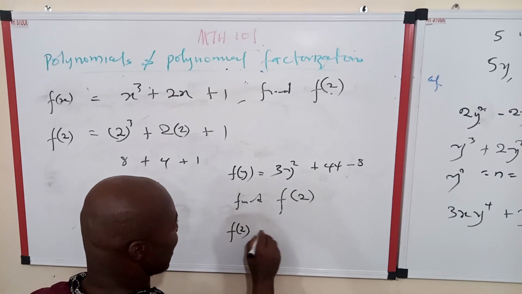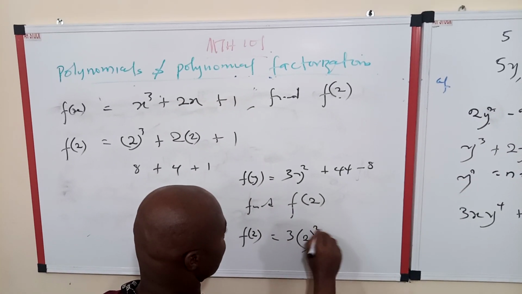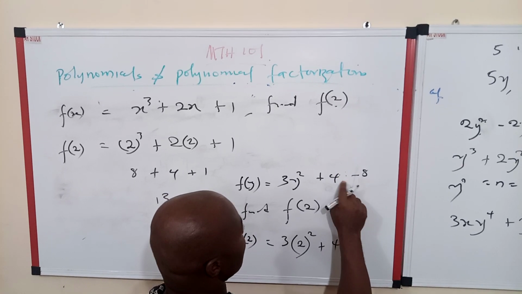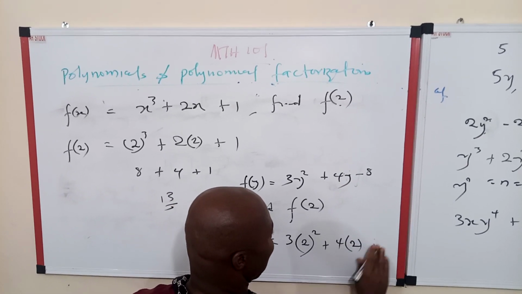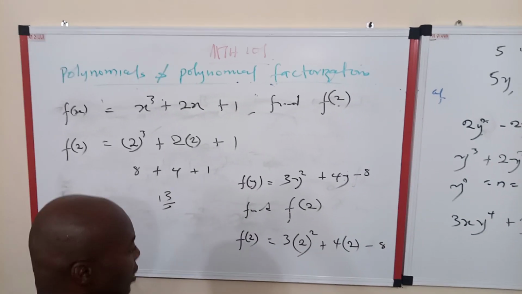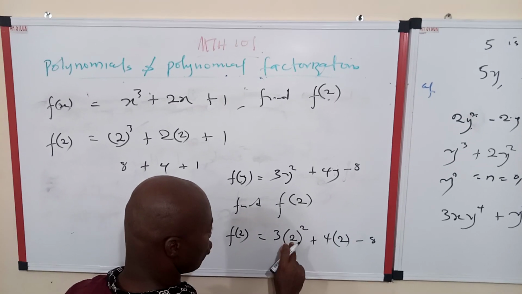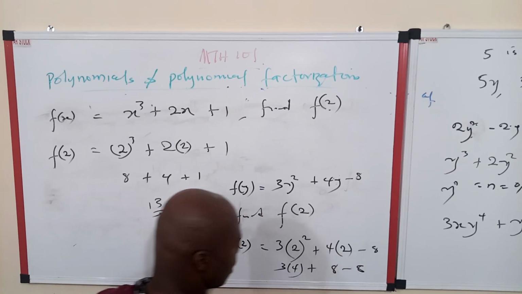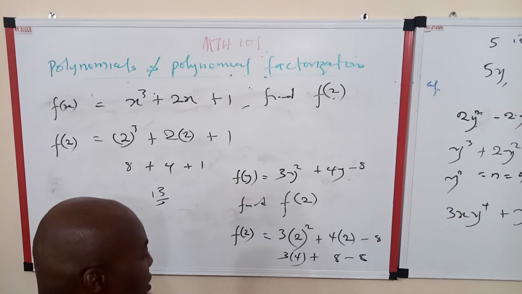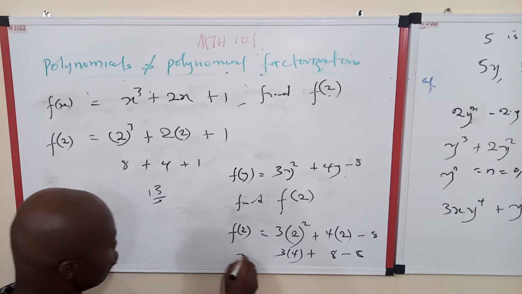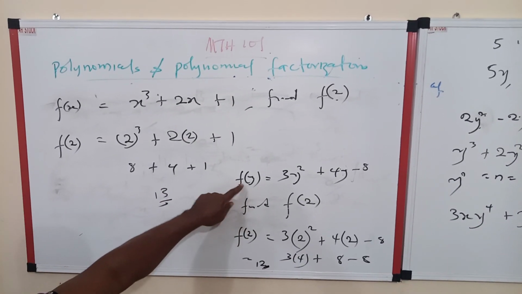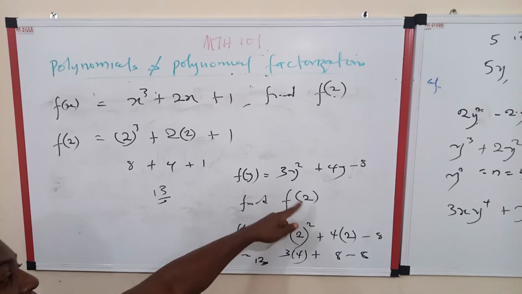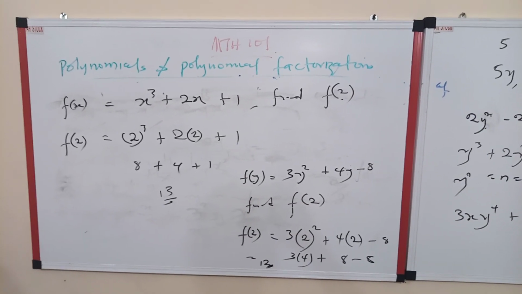Therefore, f of 2 will be 3 into 2 raised to the power 2, because the expression here is a quadratic expression, plus 4 into 2, minus 8. If you simplify this, 2 times 2 will give you 4, into 3, plus 4 times 2 will give you 8, minus 8. You can see that positive 8 and negative 8 cancel out, and we will be left with 3 times 4, which is equal to 12. So in this expression, after evaluating at a particular point, you can see that we have resulted in a single number.